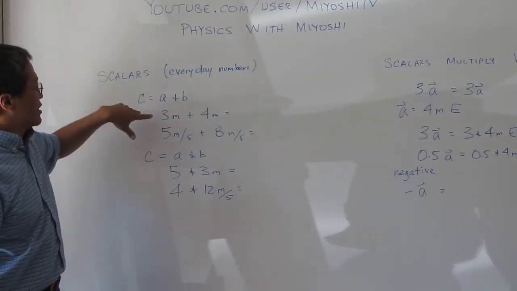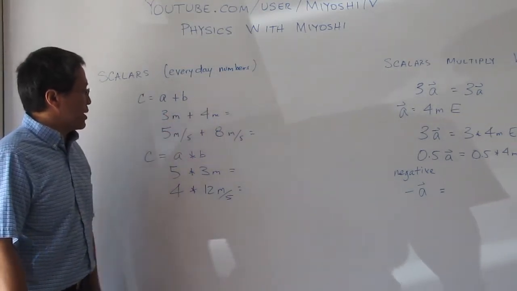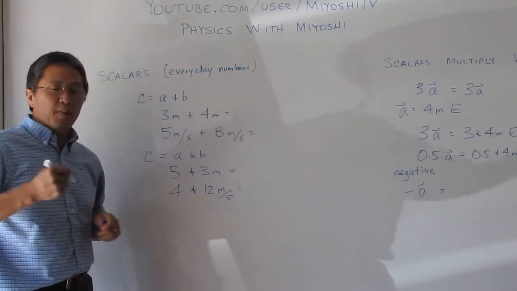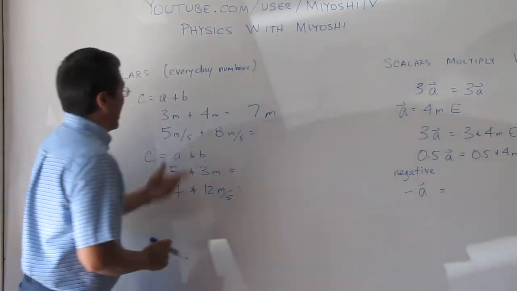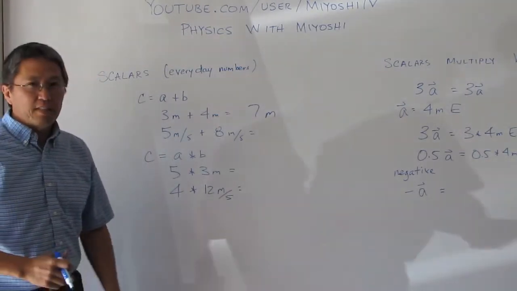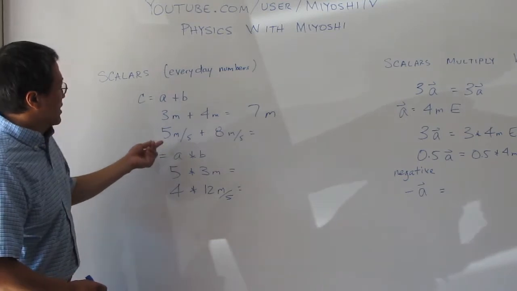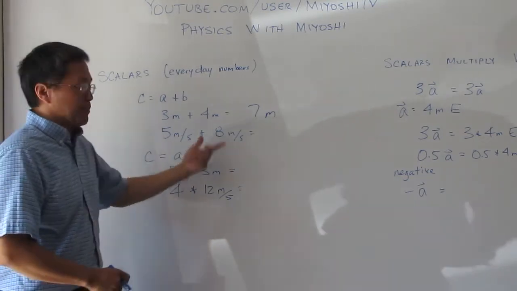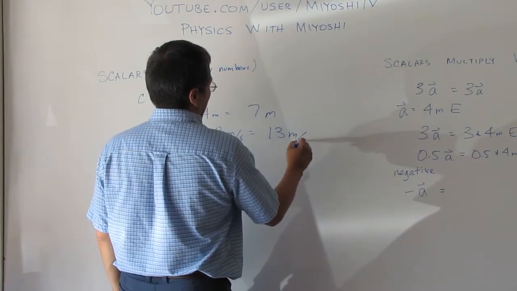So, in the case of C is A plus B, where A and B are 3 meters and 4 meters perhaps, then we would have just normal, everyday 7 meters. Now I'm using units here because in physics we always have units, and well, almost always. Then I have something like 5 meters per second plus 8 meters per second. That would be 13 meters per second.